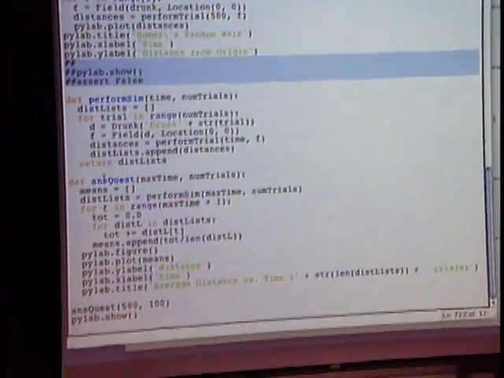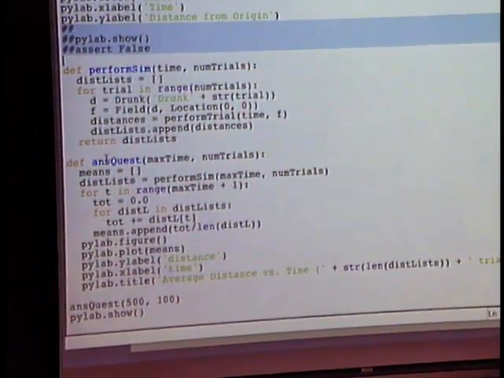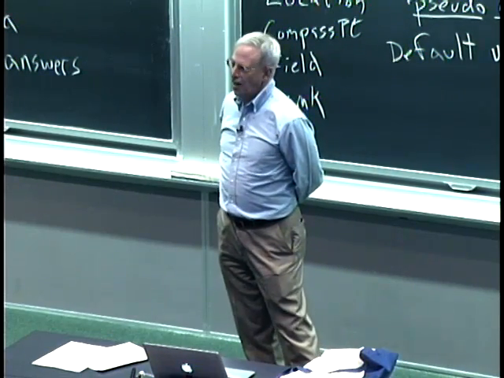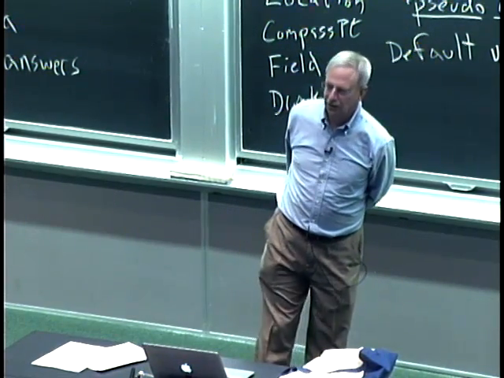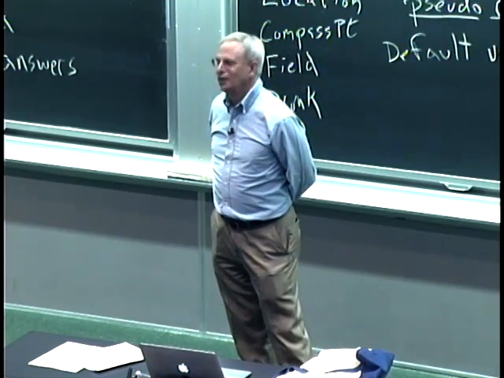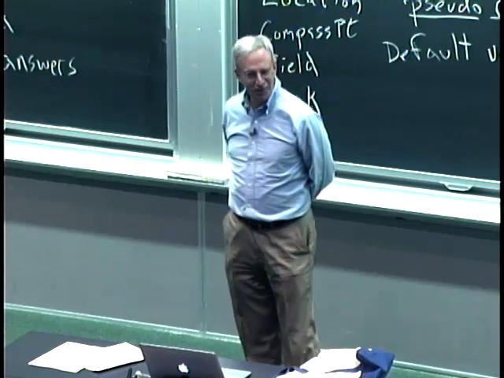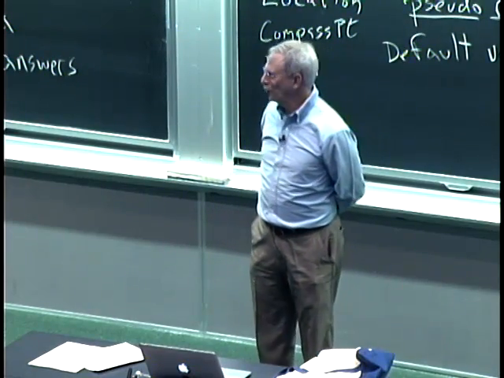And then I'm going to have one more function called answer question, which takes the maximum time and the number of trials. And it's going to do some statistics on all of the lists. We will come back to this a week from today. If you have absolutely nothing to do for the next week, I'll give you a hint. I have salted a bug here in this latest code, and you might have some fun looking at what that bug is.